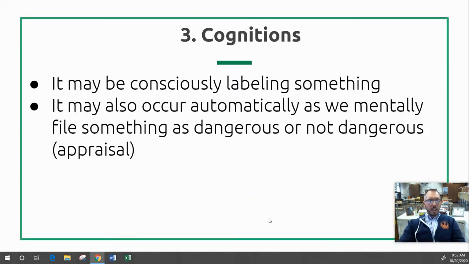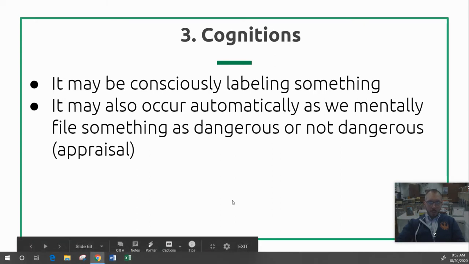We also have cognitions. Now, cognitions may be labeling something cognitively, like consciously knowing that you're like, oh, I'm afraid of that. Or it could occur automatically as we mentally immediately file something into, is this a threat or is this not a threat? So it can be conscious or unconscious that we're making these cognitions.